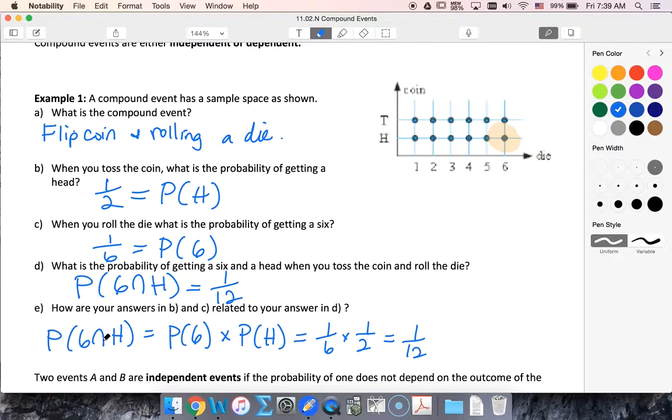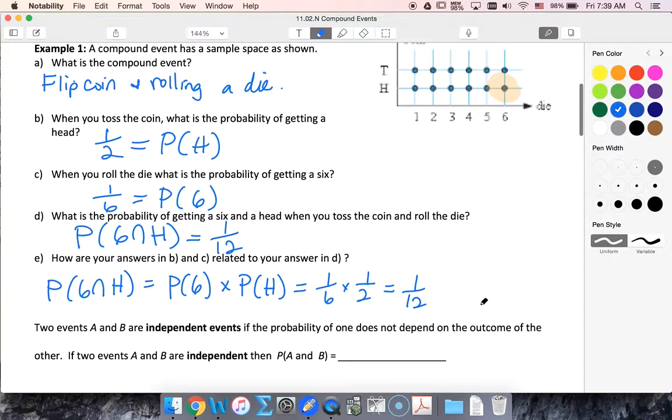So this works only if my events are independent. So let's put a big asterisk here that it's only true if independent. So independence is what we're going to talk about in the next video.